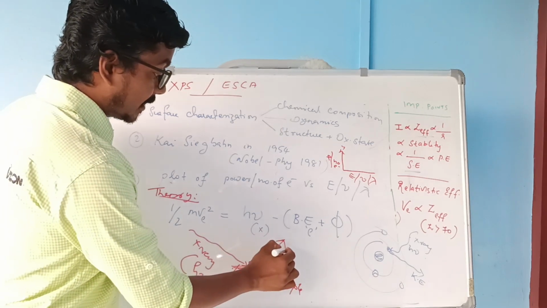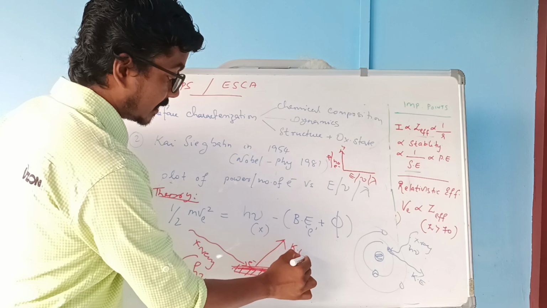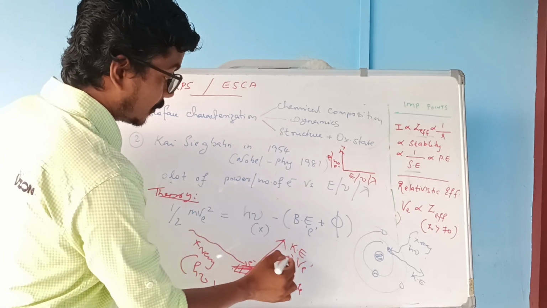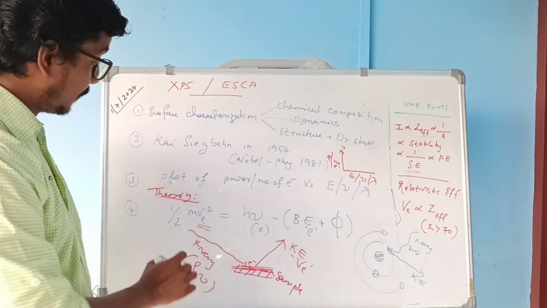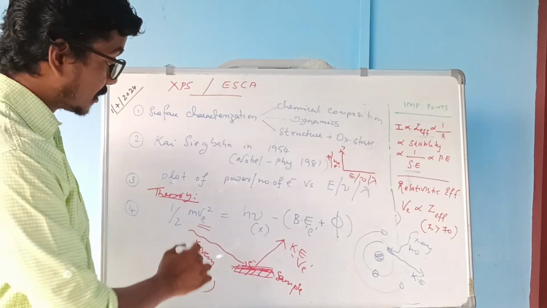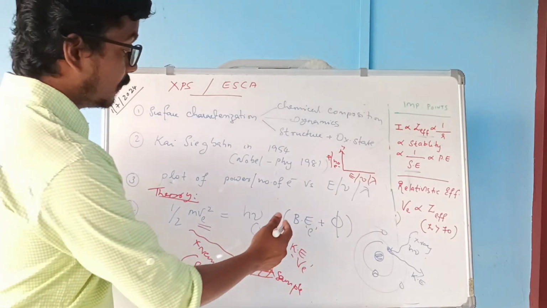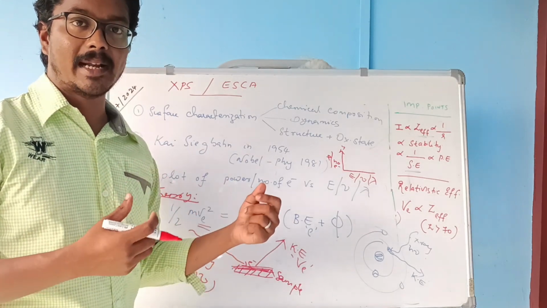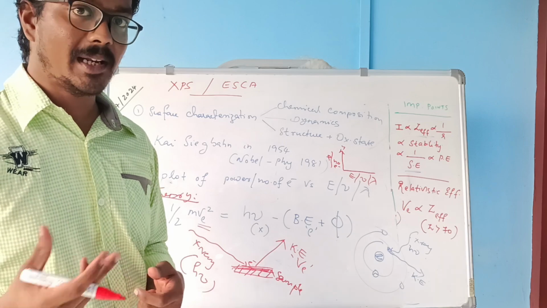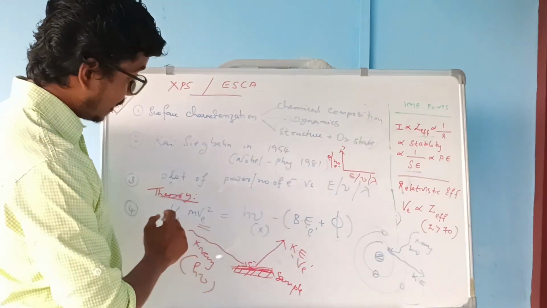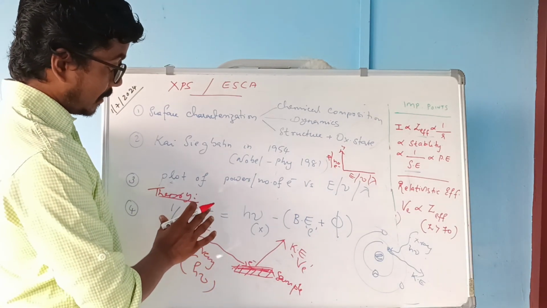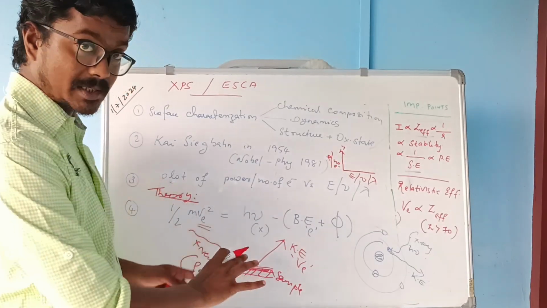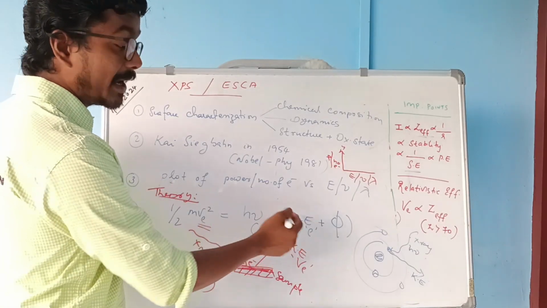This ejected electron has a kinetic energy, half m v e squared, where v e is the velocity of the electron and m is the mass of the electron. The speed or the kinetic energy of that ejected electron, which we collect, is recorded with the support of an analyzer. So the kinetic energy of this electron is equal to the source energy minus the binding energy.